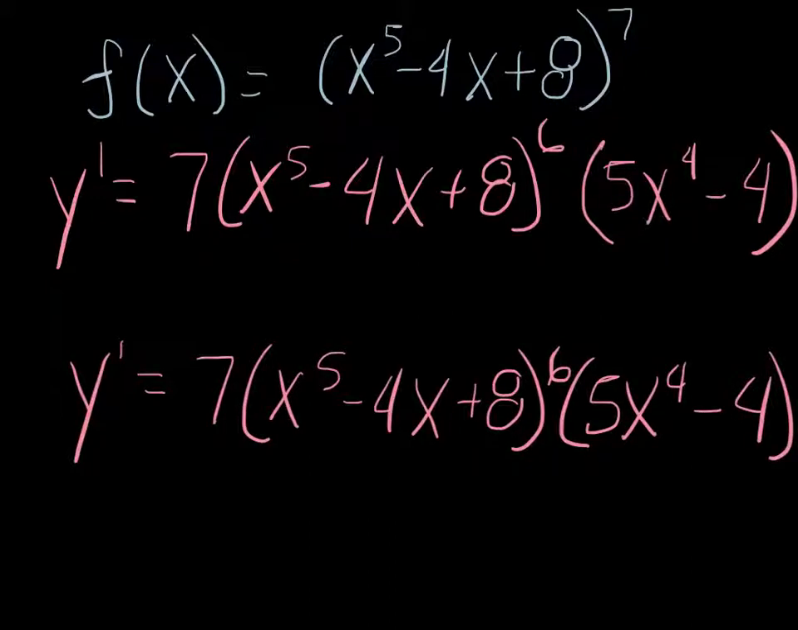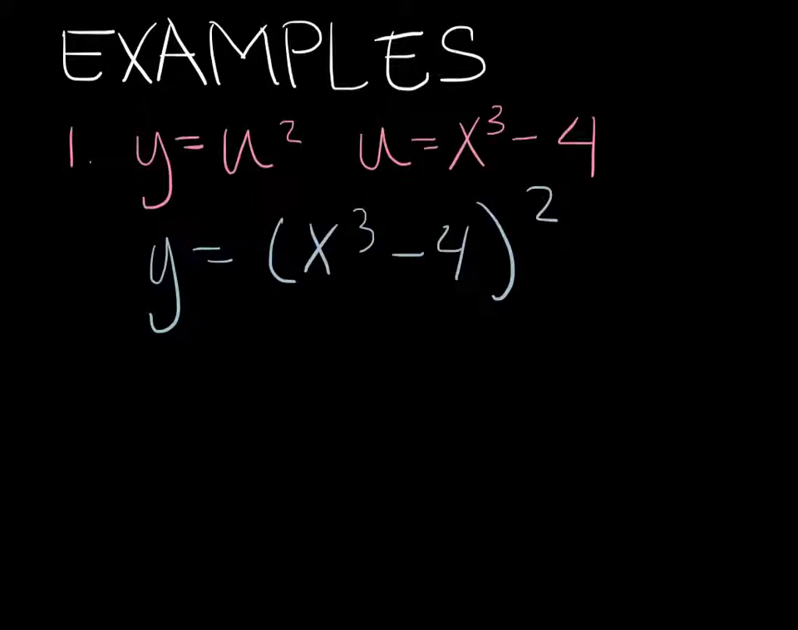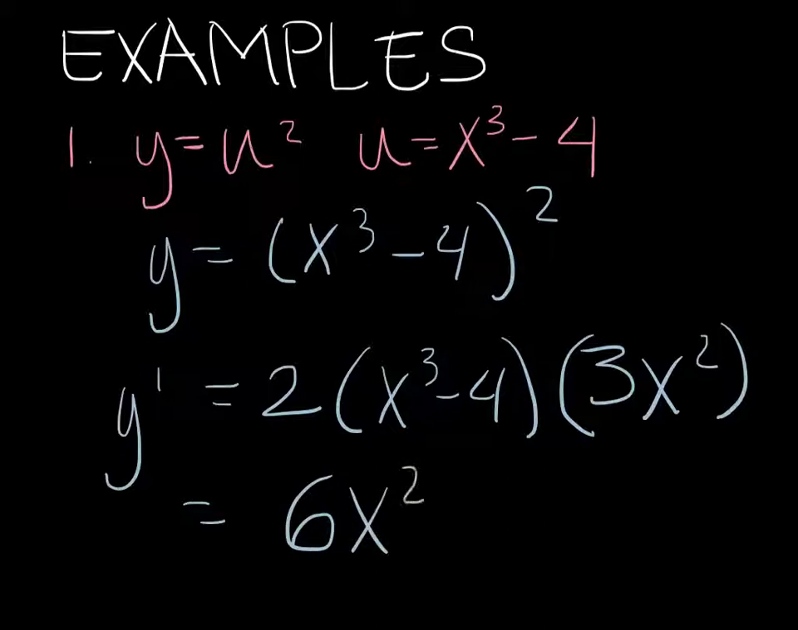The important thing is that we remember to find the derivative of what is inside, 5x to the 4th minus 4. Here's another example. In this example, we must use the chain rule to find y prime. So we have y equals u squared, but u is x cubed minus 4. We then use the power rule, and we cannot forget to multiply by what is inside, 3x squared, so that y prime is 6x squared times x cubed minus 4.